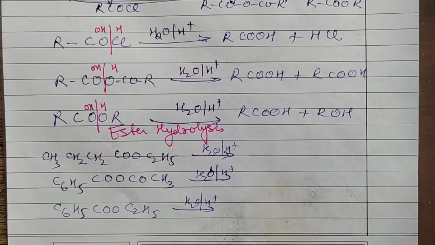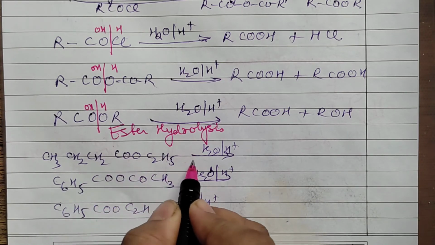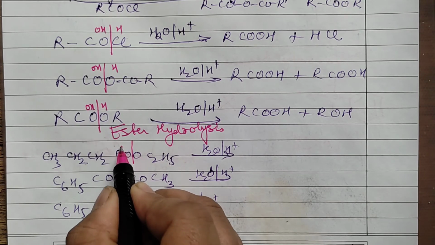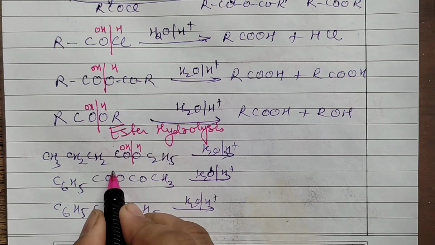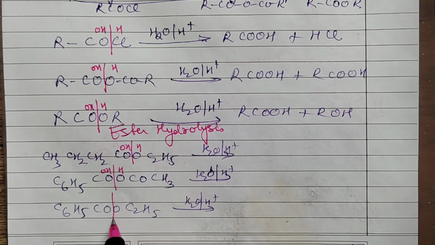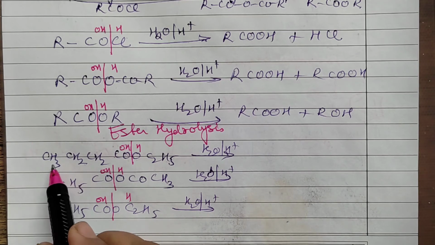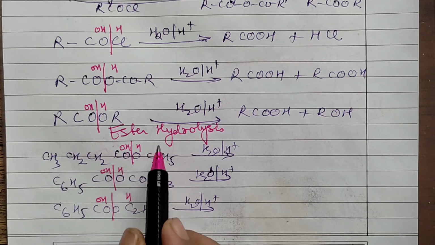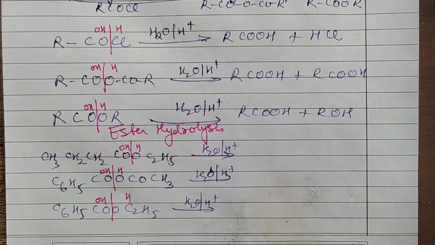Okay, now let us first predict the products in all these cases. What is this? You can check, it is ester, RCOOR, right? So when you carry out the hydrolysis, OH and H, just adjacent to CO you can break the bond. Same way here, adjacent to CO, break the bond, OH and H. Same way here, break the bond, OH and H. So the products will be, you can write down CH3CH2COOH plus ethyl alcohol, benzoic acid plus acetic acid. This will be benzoic acid plus ethyl alcohol.